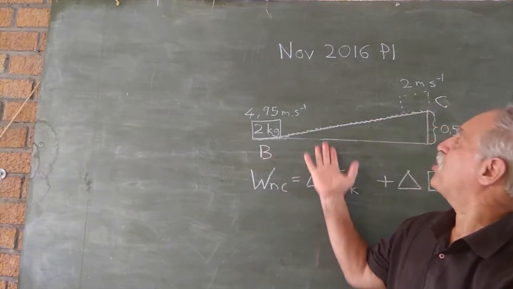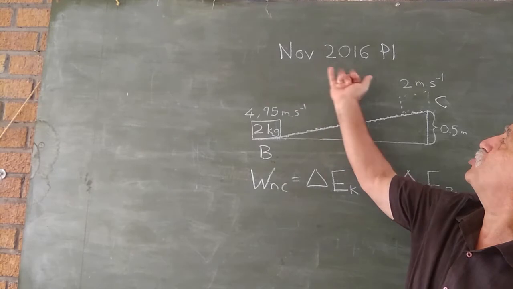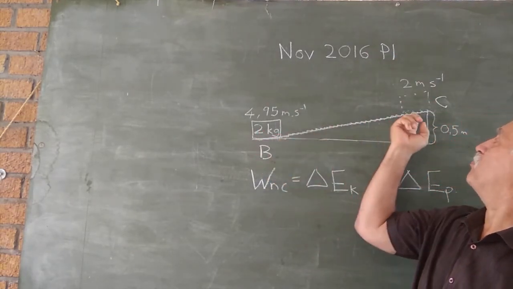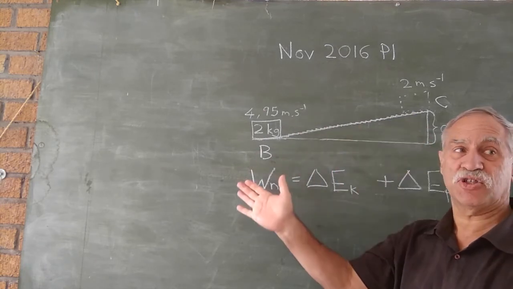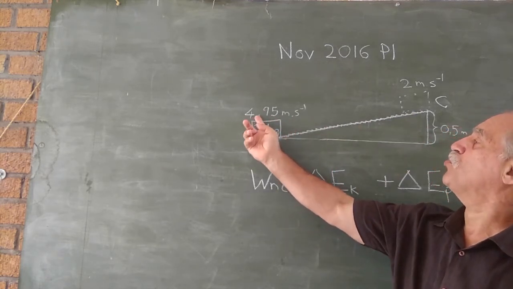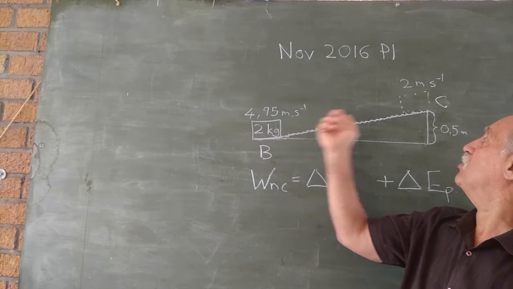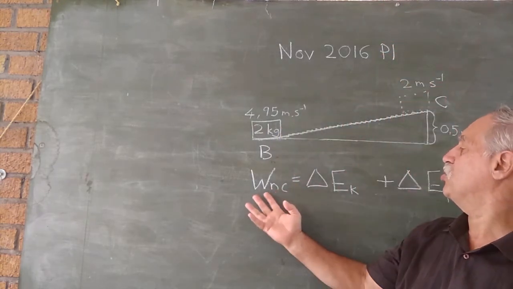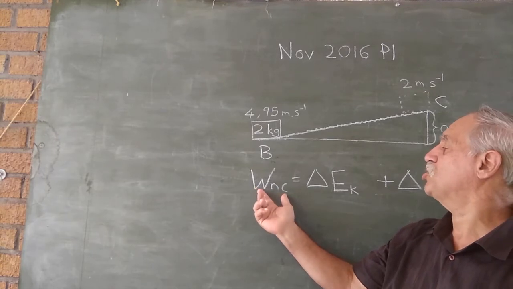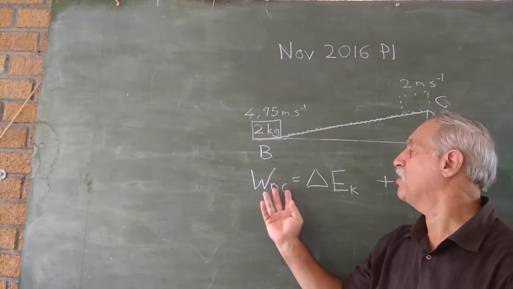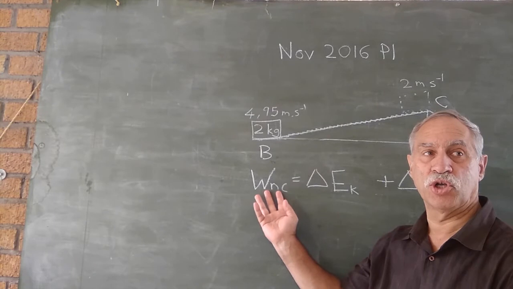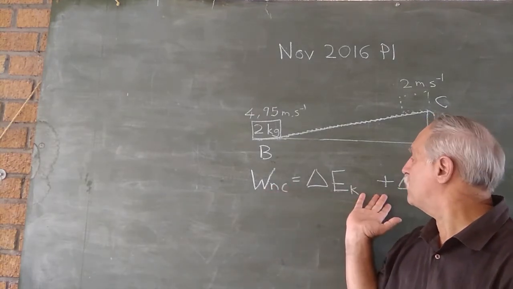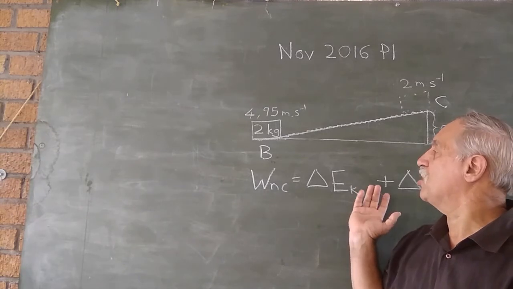So here's our problem taken from the November 2016 paper 1. Here's our block. It's going up a slope. We don't know the length of the slope. Its initial speed is 4,95 meters per second. At point C, it's going 2 meters per second. We're asked to find how much non-conservative work was done, or work due to friction. So this is the formula that we are given. It's on our data sheet.